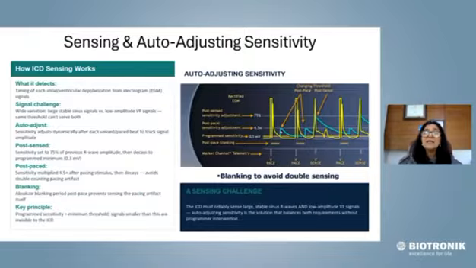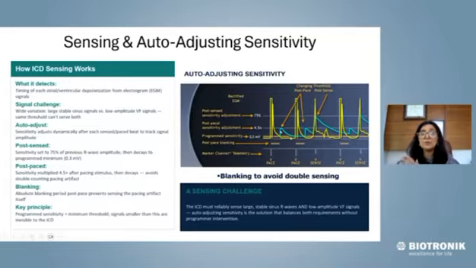ICD. So you can see in this EGM how the auto adjusting sensitivity has to change from the tall, stable sinus R waves to small, low amplitude VF signals, and at the same time it should not sense the T waves.